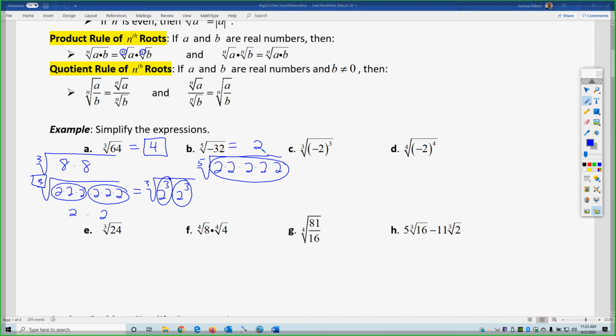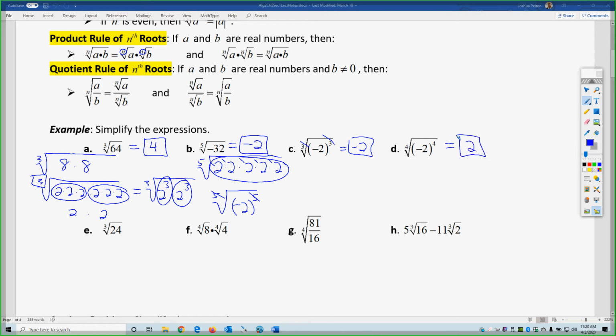Well, no, because this is negative. So I have 5 negatives here. If you multiply 5 negatives, you still get a negative. So the answer is actually negative 2. If you rewrite it, this is negative 2 to the 5th power, which cancel. So the next one, those cancel, leaving you with a negative 2. However, these give you a positive 2.